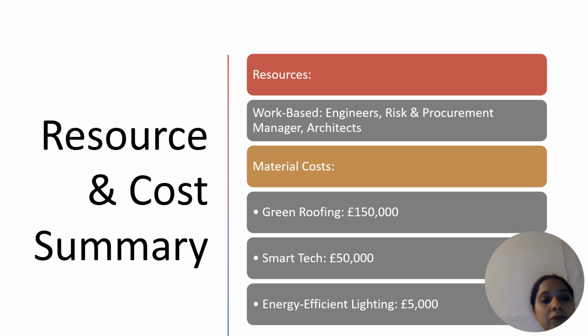Now I am going to tell you about the resource and cost summary. Resources are work-based, like engineer, architect, risk and procurement manager. Material costs are green roofing 1,50,000, smart technology 50,000, energy efficient lighting 5,000.